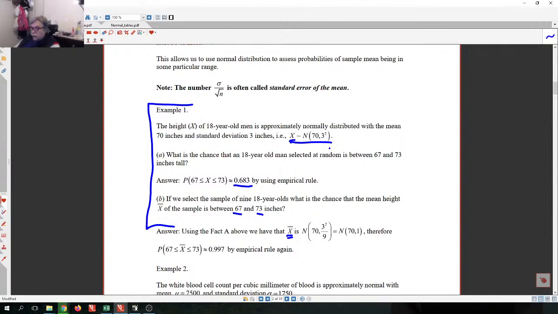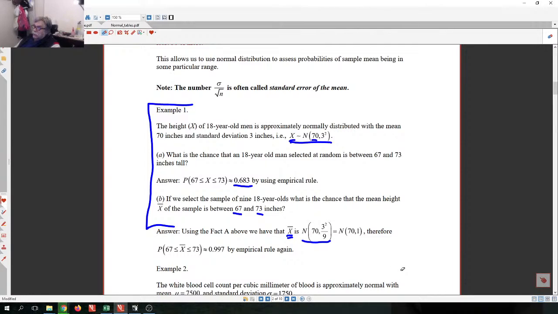But it's not the same normal, okay? It has the same mean. The mean of both of them is 70. But the variance is not the same. We just argued that before. This one has a variance of 3 squared, which is 9. This one is going to have a variance 9 times smaller. That's what the central limit theorem says. The variance is going to be 9 times smaller.